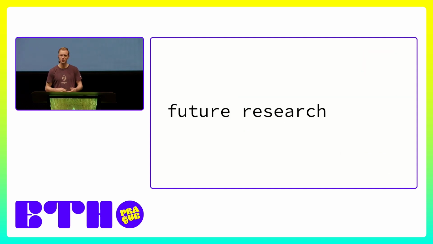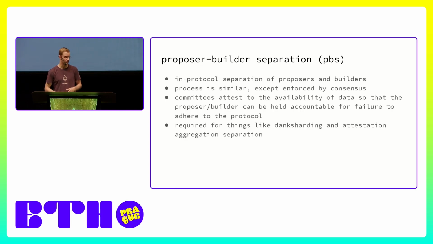So that's a pretty thorough overview of what the external builder network looks like. Now I'm going to give a short overview of some future research problems related to this network and the ideal world. And that ideal world is this proposer-builder separation. If you've been following protocol research and development for the last 6 to 8 months, you've probably heard about this concept, PBS. And PBS is really the ideal world where we have this in-protocol separation of these two entities.